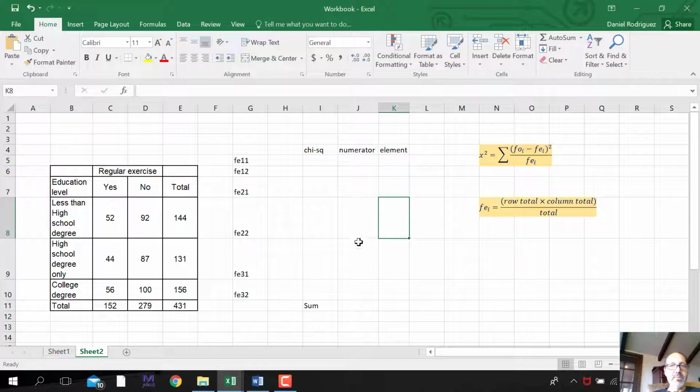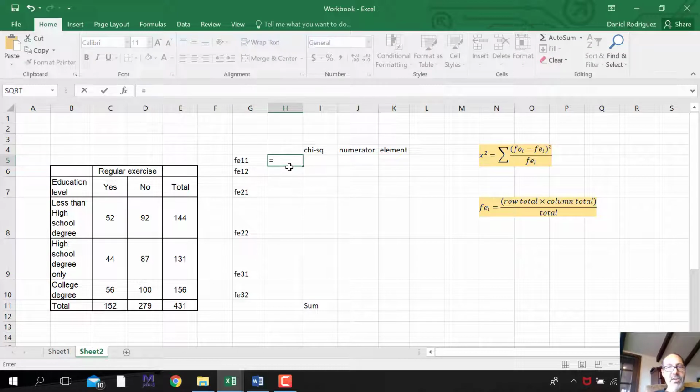All right, so we have the observed values. We need the expected values, so let's calculate the expected value. The equation is row total times column total divided by grand total. When I want to write an equation in Excel, I start by hitting equal. Now I can write the equation either in this cell or up here. Sometimes I prefer up here.